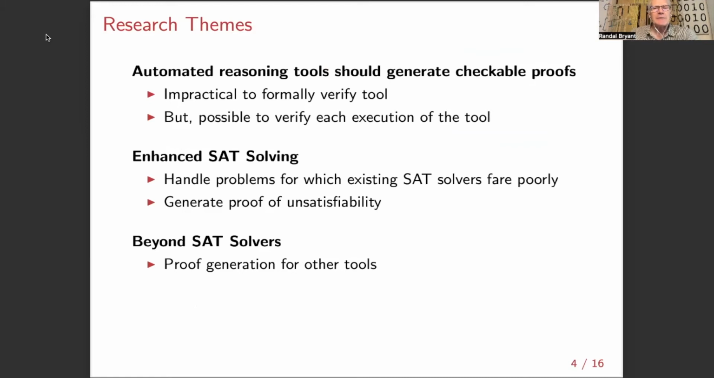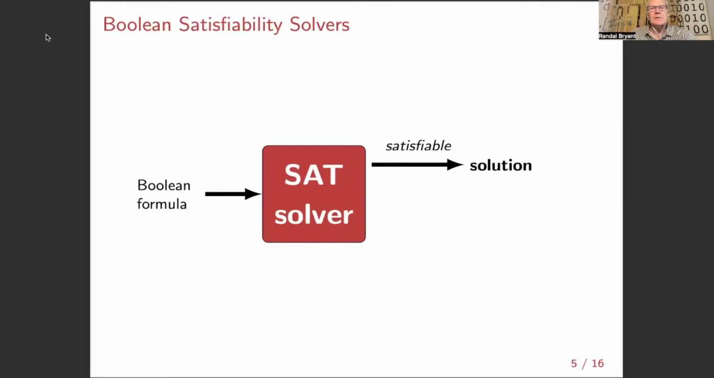And it manifests itself in two different directions. One is in classic SAT solving, for which checkable proofs and their frameworks is highly developed. But there's some severe weaknesses in current SAT solvers, and I'd like to plug in some of those gaps. The other is to look at tools beyond SAT solving and try and produce proof frameworks and proof systems that will enable us to formally verify the results of executions of those tools. So let's look at SAT solving.